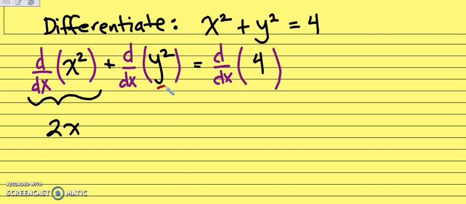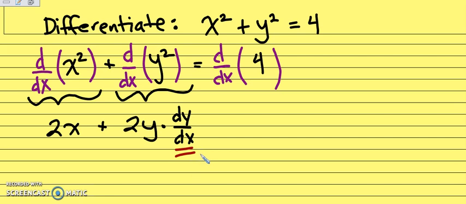The variable y does not match up with the variable x. But with the help of the chain rule, we can go ahead and differentiate y like we normally would. We just have to multiply it with dy dx. And I'll explain more later how the chain rule plays a factor in this. But just know right now that when you differentiate a variable y with respect to x, you have to multiply by this dy dx.